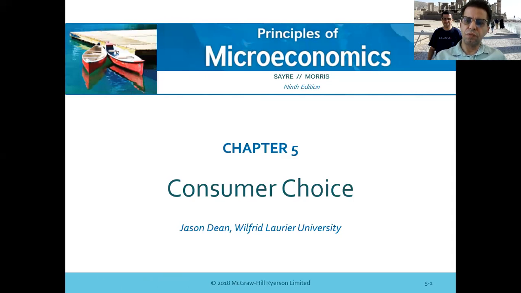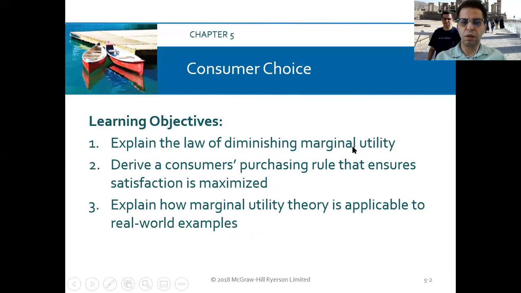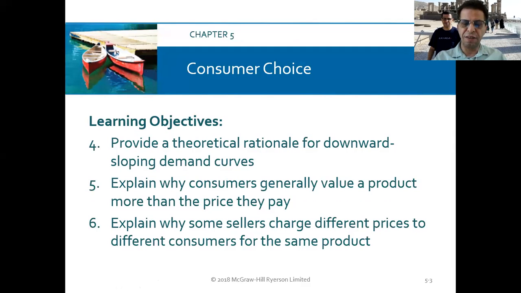In this chapter, what we will be talking about is: explain the law of diminishing marginal utility, derive the consumer's purchasing rule that ensures satisfaction is maximized, and explain how marginal utility theory is applicable to real-world examples.